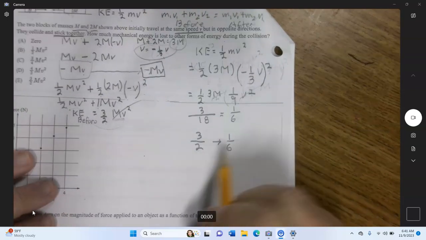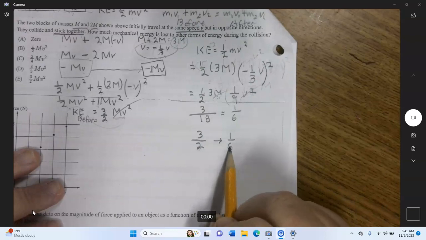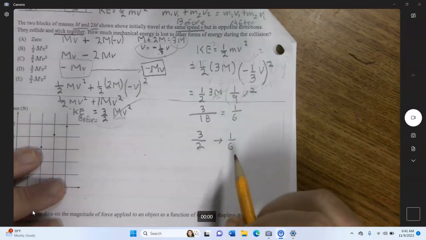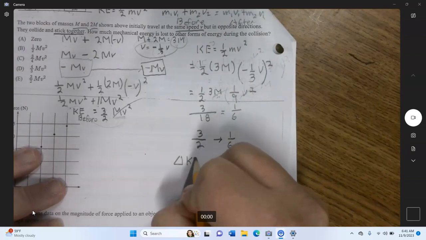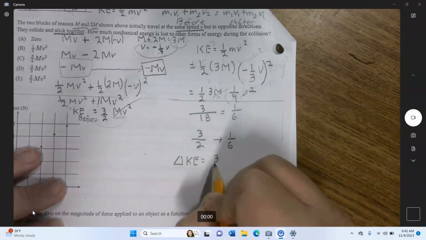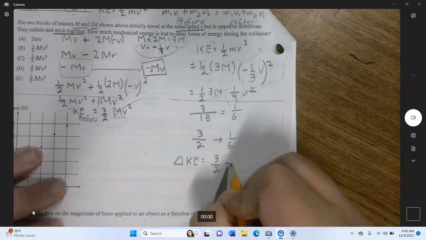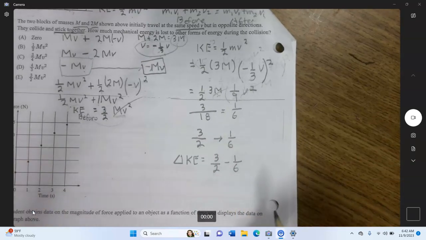So what is the difference between these two? That's what the question's asking for. You started here, you ended here, so we need to do a subtraction to find out the difference. So the change in kinetic energy equals 3/2 minus 1/6, what you began with minus what you ended with.